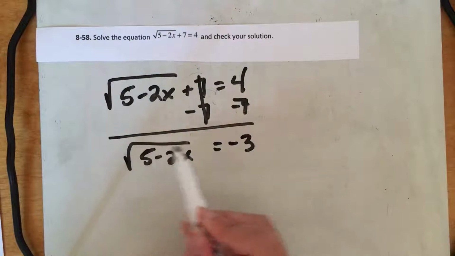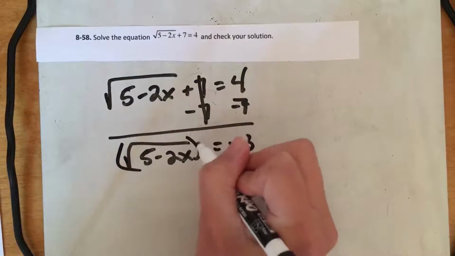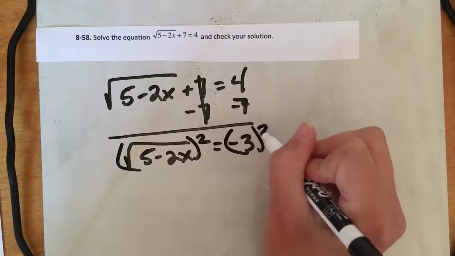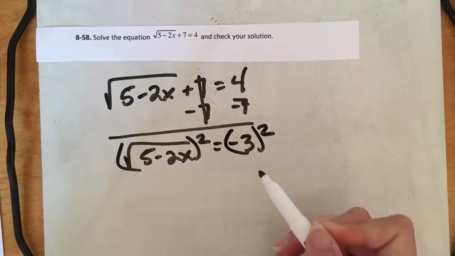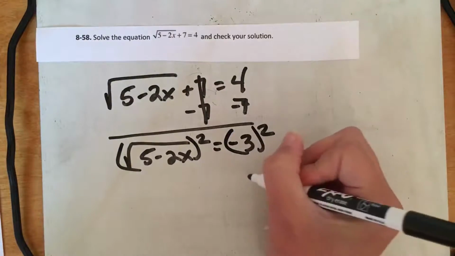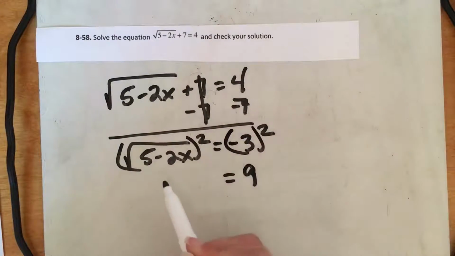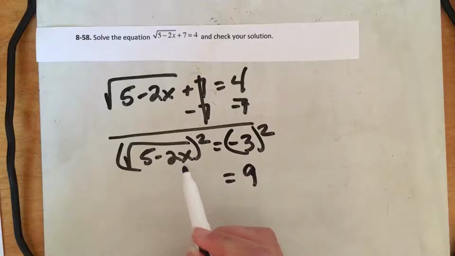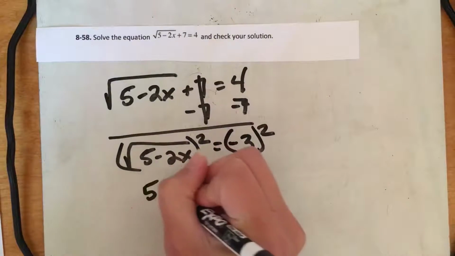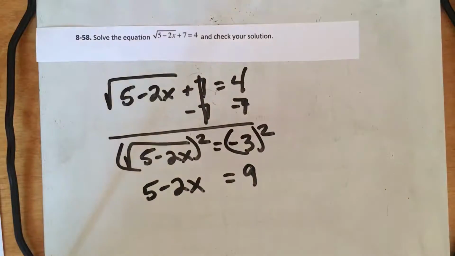Now to get rid of the square root sign, we need to square both sides. So we're trying to undo it. Okay, so I have on this side negative 3 times negative 3 is positive 9. And the left side is just the numbers underneath the square root sign. So 5 minus 2x is all that's left over there.